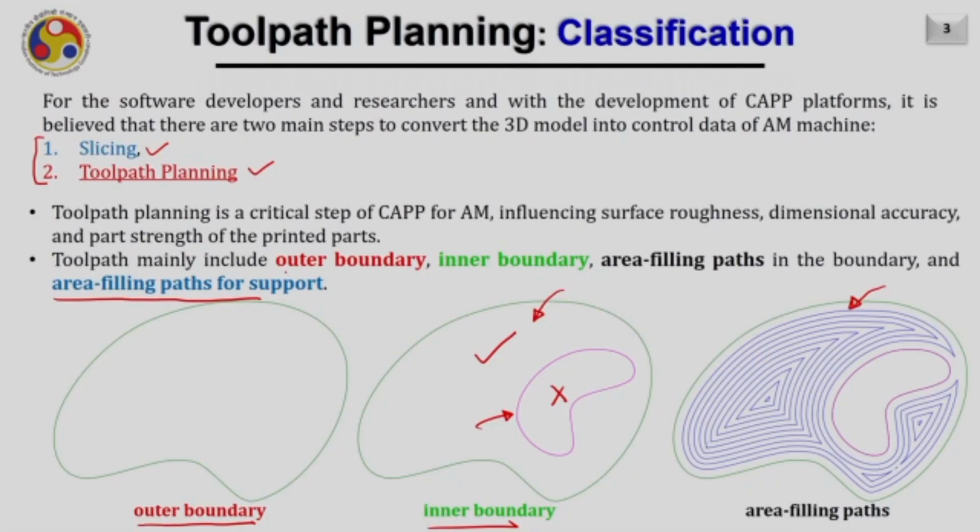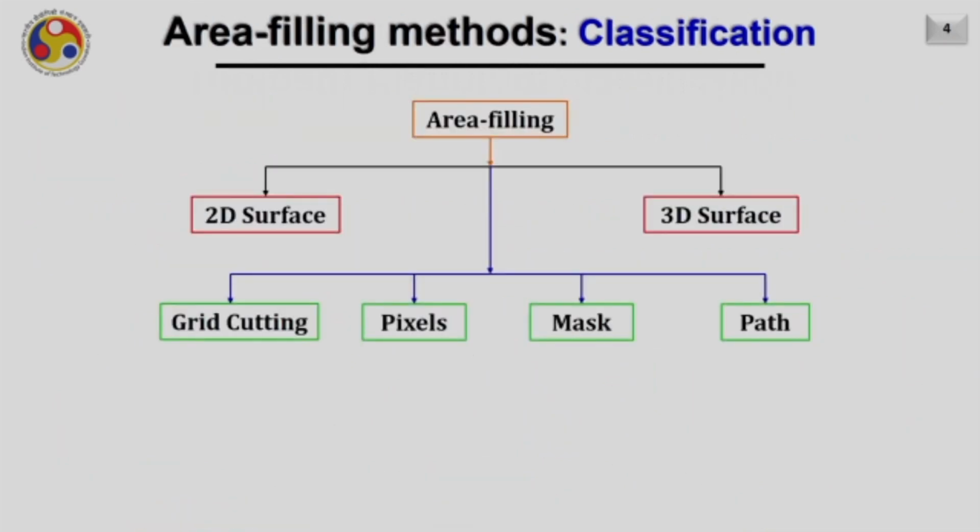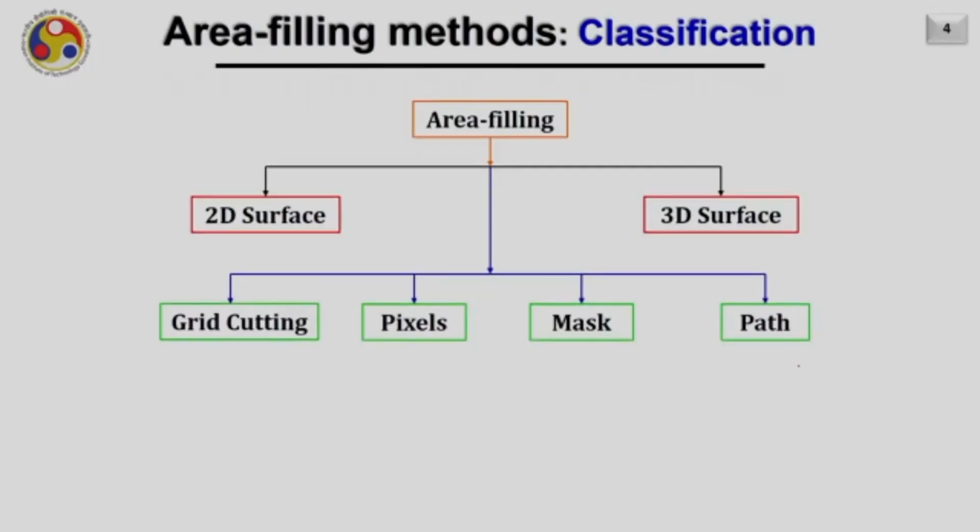Therefore, in today's lecture we shall not discuss much about scanning the outer or inner contours, because this is very straightforward. We shall discuss more about the area filling paths, how to fill this area. There are different ways of filling the area in a slicing contour. As you can see on this slide, we may fill the area on a 2D surface or on a 3D surface. The different methods of filling the area could be grid cutting, pixel, mask and path.